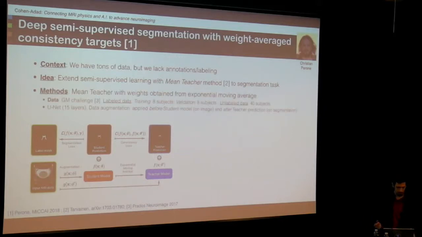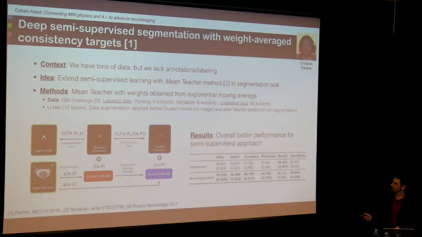So we used the traditional U-Net and the same data set as before, with 40 subjects for training and 40 for testing. And the results overall show better performance of the semi-supervised learning, with an augmentation of dice, accuracy, precision, so most of the metrics. And again, you can see more details in the published paper.